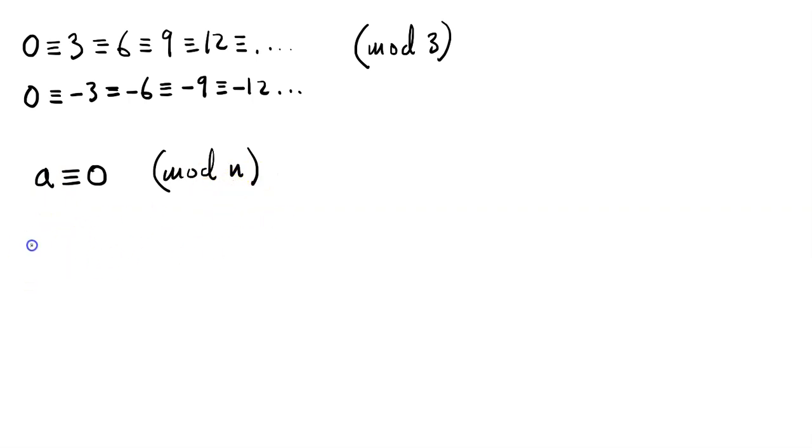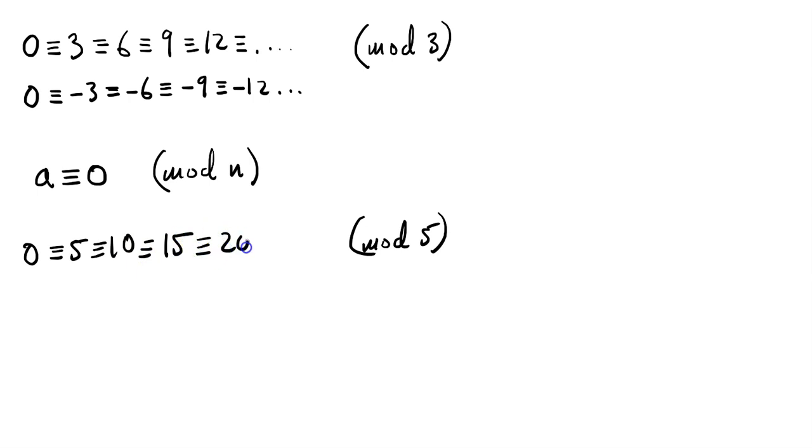So for example, if we take modulo 5 instead, then all the numbers 5, 10, 15, 20, and so on. You can also add minus here. So all numbers congruent to 0 modulo 5 are a multiple of 5. All those numbers are divisible by 5, and all these are divisible by 3. Okay, so that's congruent to 0.